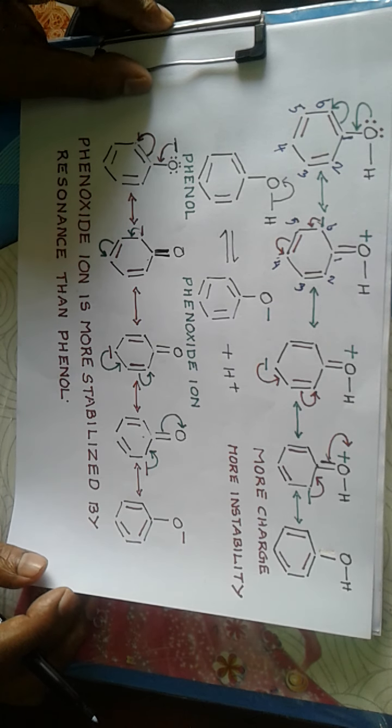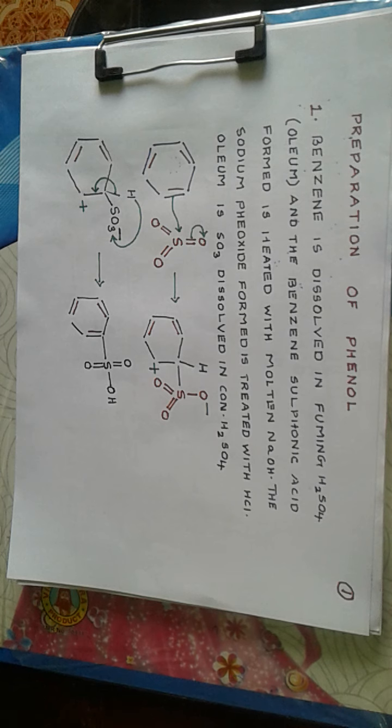Now coming to the methods of preparation of phenol. Now the first method is this one. Benzene is dissolved in fuming sulfuric acid, and fuming sulfuric acid is called oleum, O-L-E-U-M, oleum. Oleum is obtained by dissolving sulfur trioxide gas in concentrated sulfuric acid so that the acid fumes like concentrated hydrochloric acid. So fumes are observed due to the presence of dissolved sulfur trioxide gas.